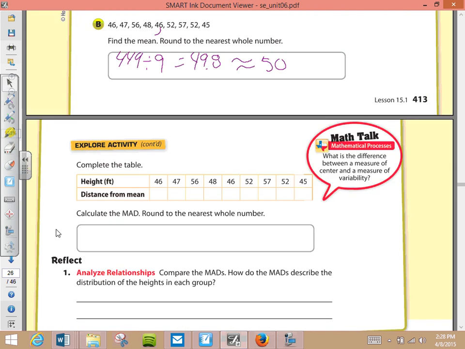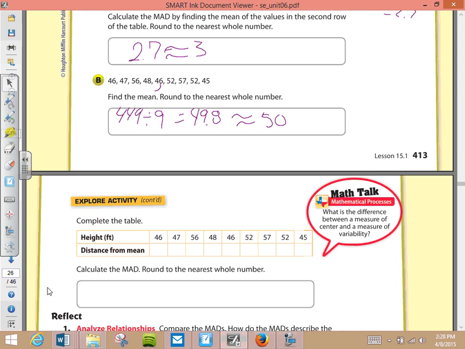All right. So these numbers up there are the same numbers as the one on the bottom over here on the next page. So what I want you to do is to find the distance from the mean for each of those numbers, and then give me the MAD, the mean absolute deviation.